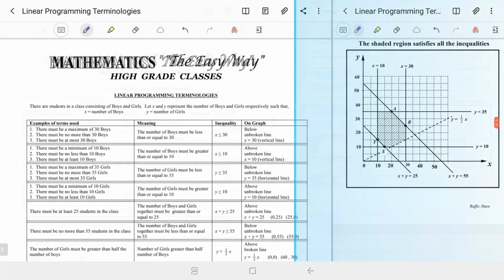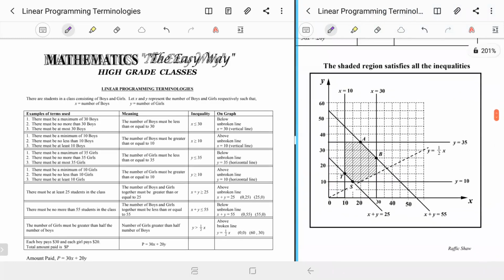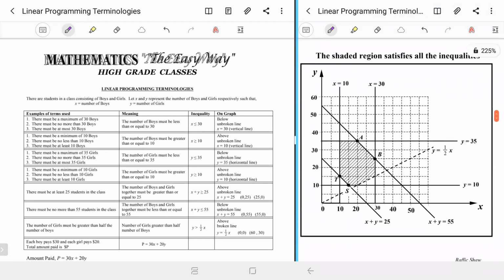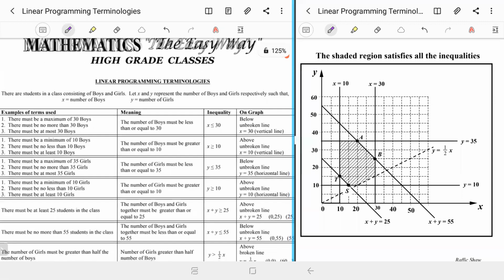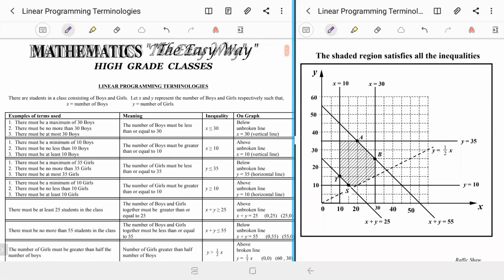All right. So on the left side are some of the terminologies that I use normally. And on the right side is a graph that we get based on each statement. Now, for this example, I set up something that we can relate to. So I said, okay, let's say I'm starting a new class, and the class is going to consist of boys and girls. So there are students in a class consisting of boys and girls.